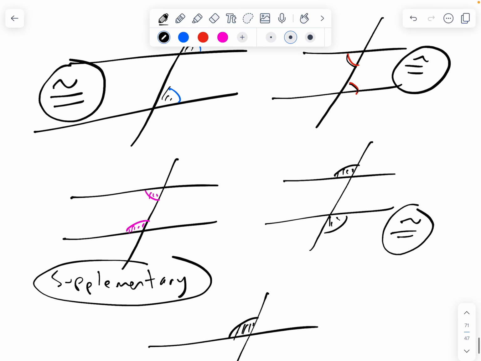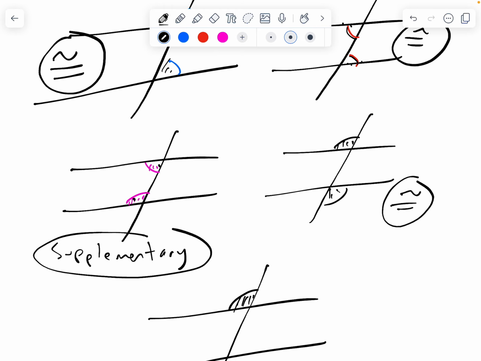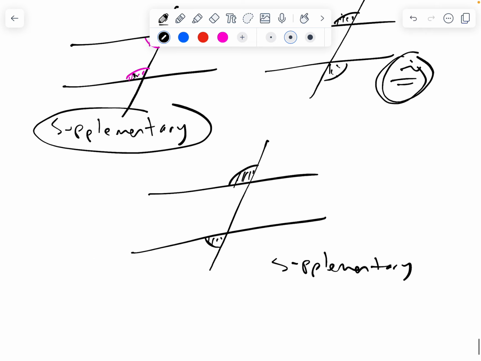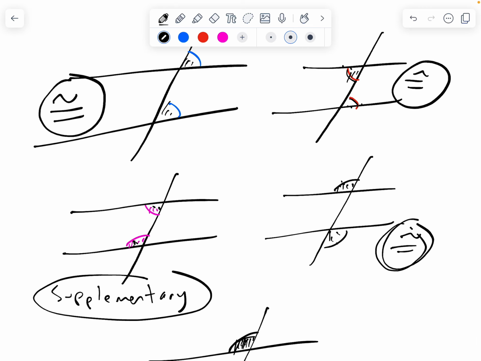Those are the names. Corresponding angles are congruent. Alternate interior angles are congruent. Same side interior angles are supplementary. Alternate exterior angles are congruent. And finally, same side exterior angles are supplementary. But when in doubt, just think: are they big or little? If they're big and little, they add up to 180. If they're little and little, they're equal. If they're big and big, they're equal. Okay, that's it.